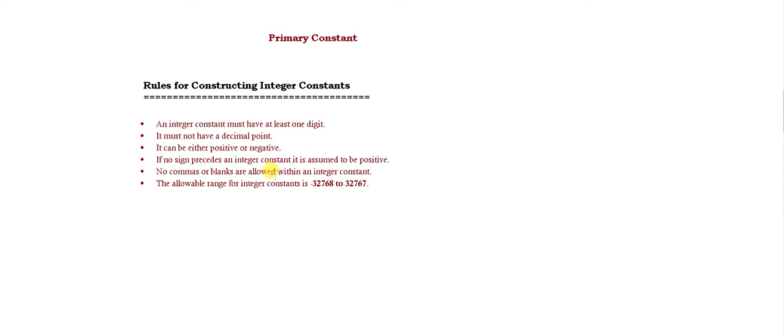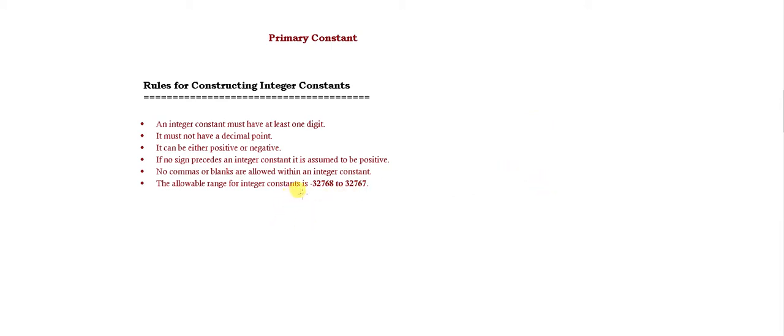And no comma or blank space is allowed in an integer. You can't write an integer like 2 3 with a space. 23 should be written without any space, and there should not be any comma. Otherwise it's a different number. 23 should be together. So this is the rule.